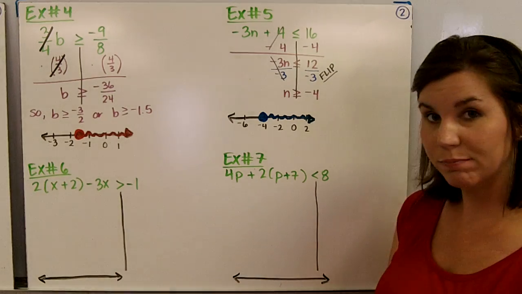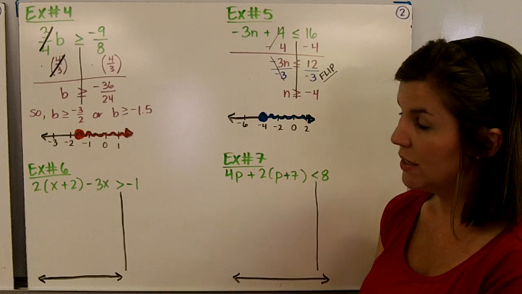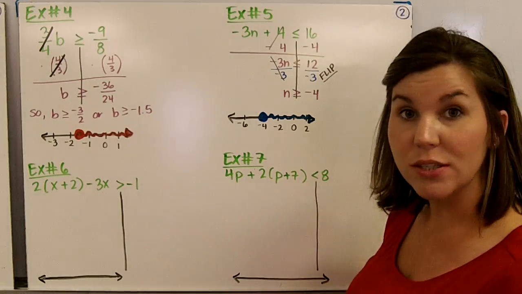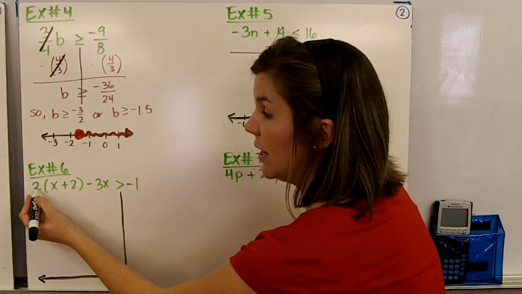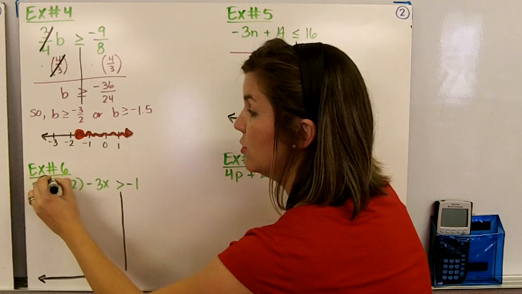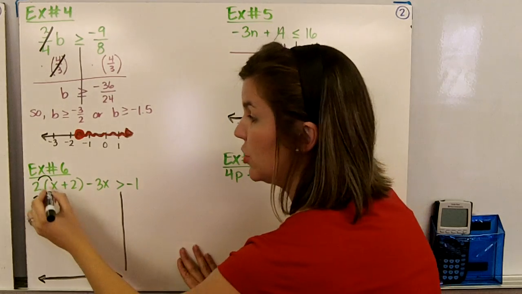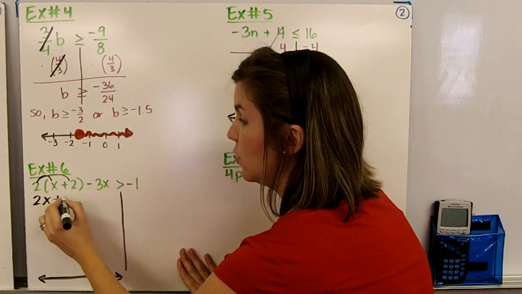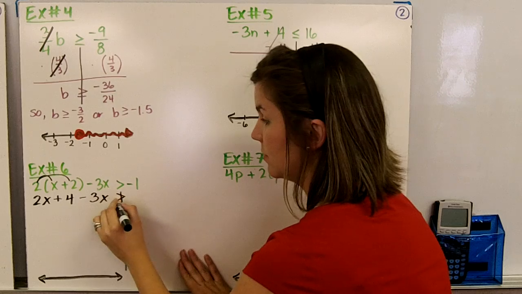Example number 6. Now these are multi-step, okay? Multi-step inequalities. We're going to treat them as though they are regular equations and solve them like usual. So I have 2 outside of this set of parentheses, which means I must distribute. So 2 times x, 2x, 2 times 2 is 4. Carry down the negative 3x.